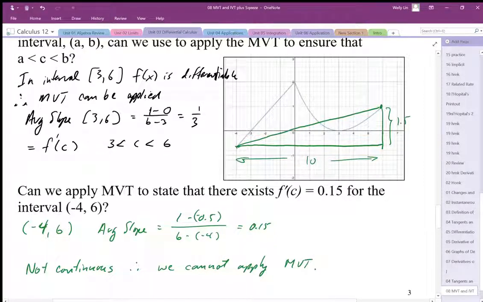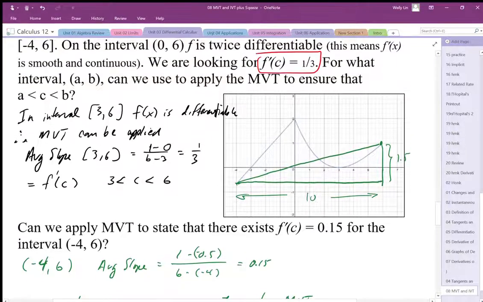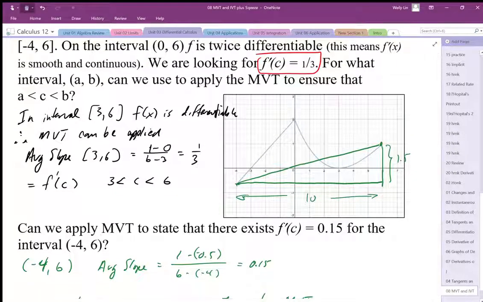So again, it's important that we meet the condition first before we can apply the mean value theorem. If the condition is satisfied, like we did in the first part here, where we had smoothness and continuity, we can say that there is some point C in that interval to which we can apply the mean value theorem.